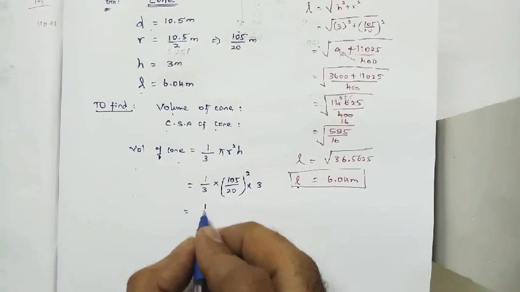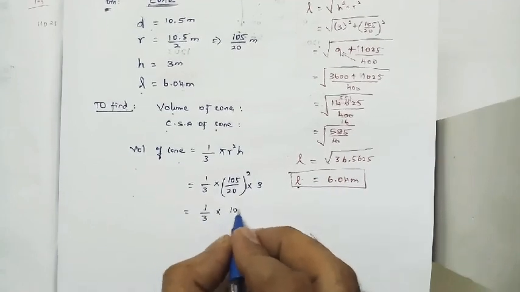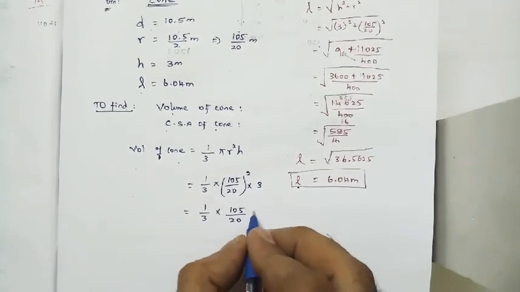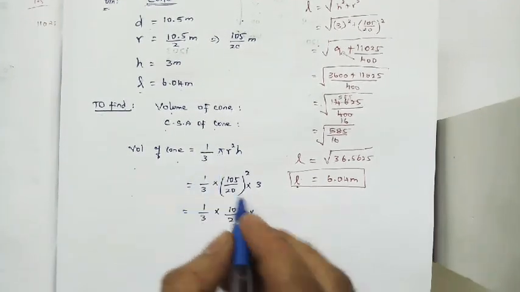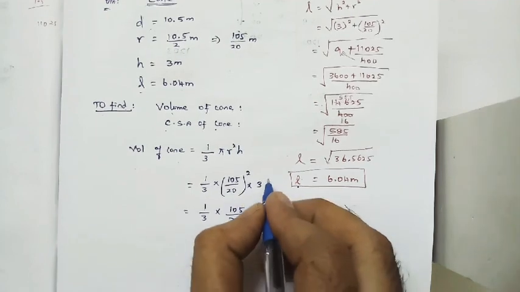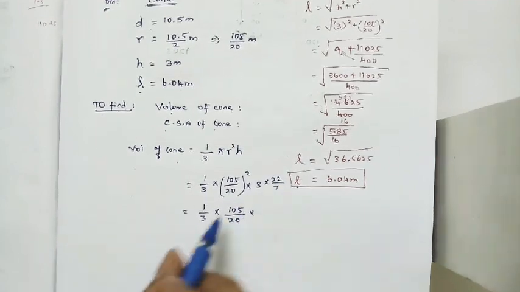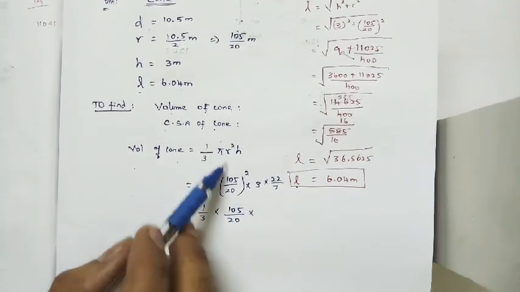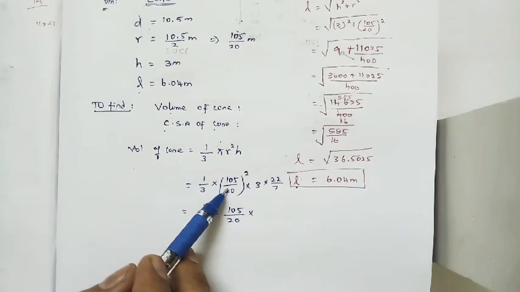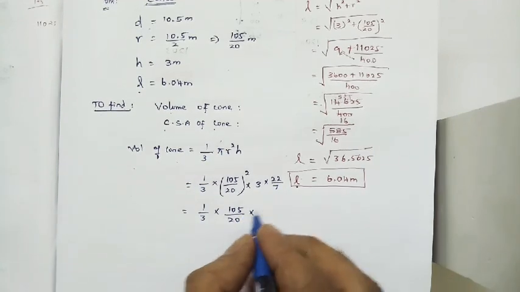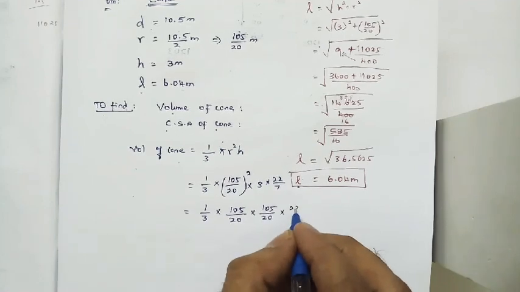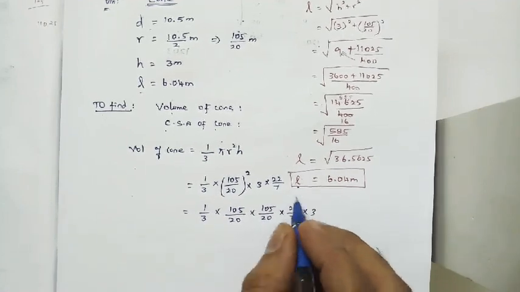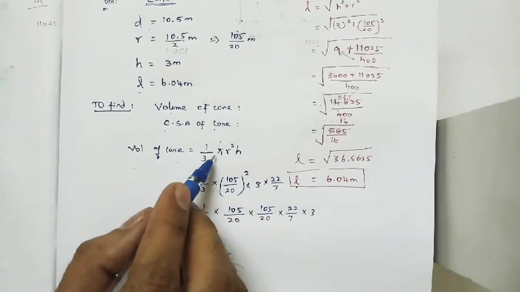First expand. 1 by 3 into 105 divided by 20 into, sorry, I forgot to write the value of pi. So what is the value of pi? 22 by 7, right? Just straightaway I have written the value of r. So pi value 22 by 7. So it's nothing but 105 divided by 20 into 22 by 7 into 3, right? This 22 by 7 is nothing but the value of pi.